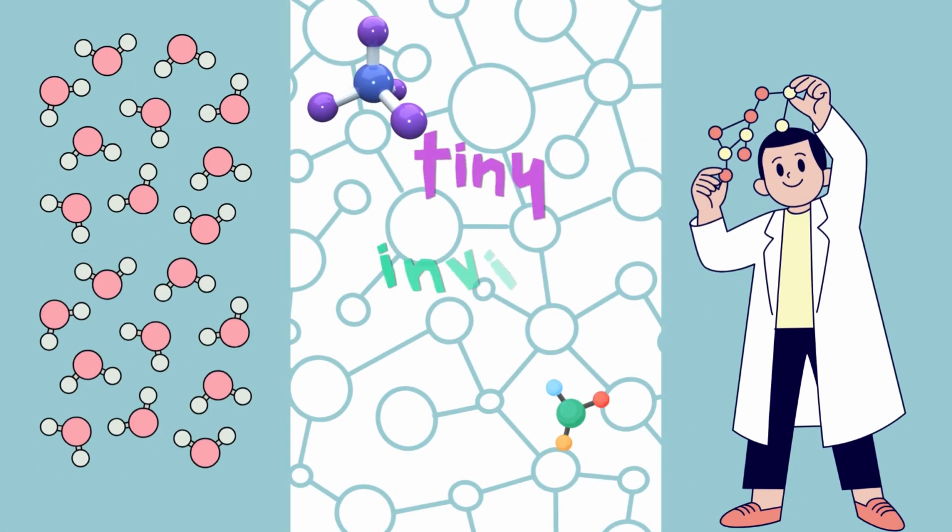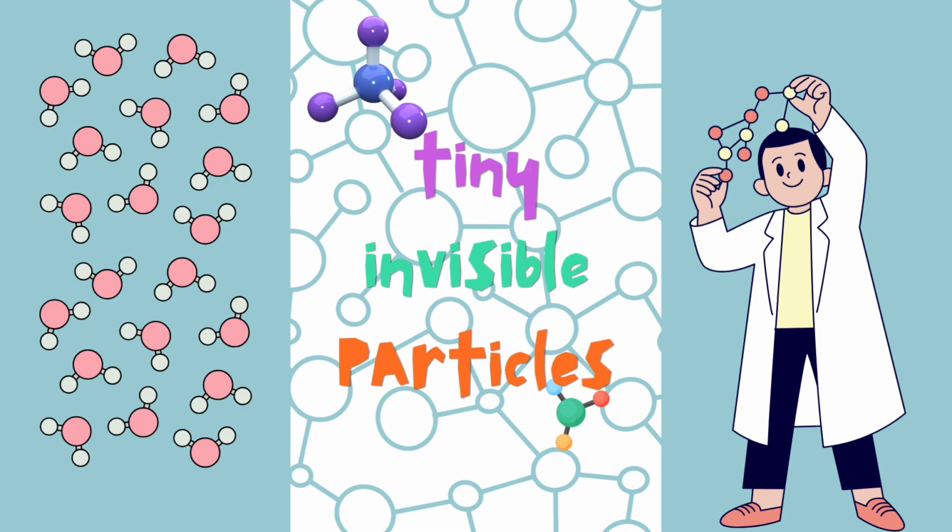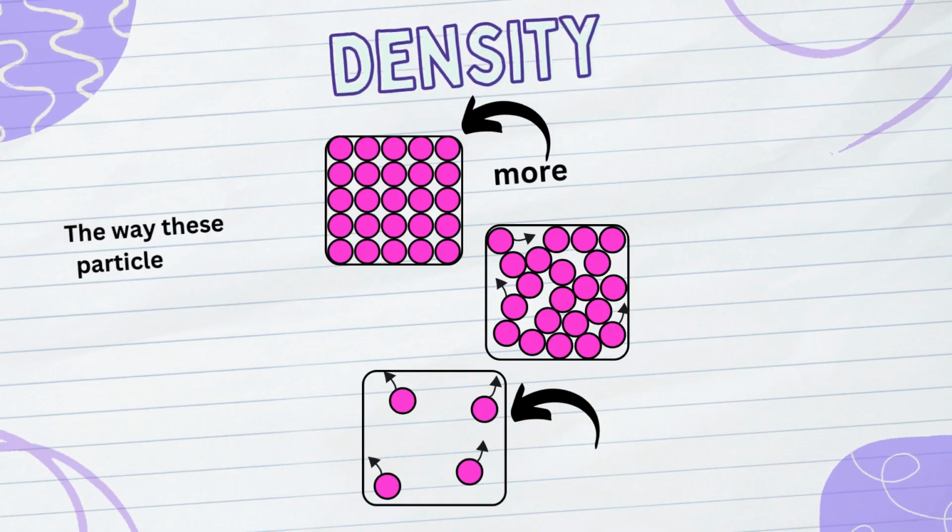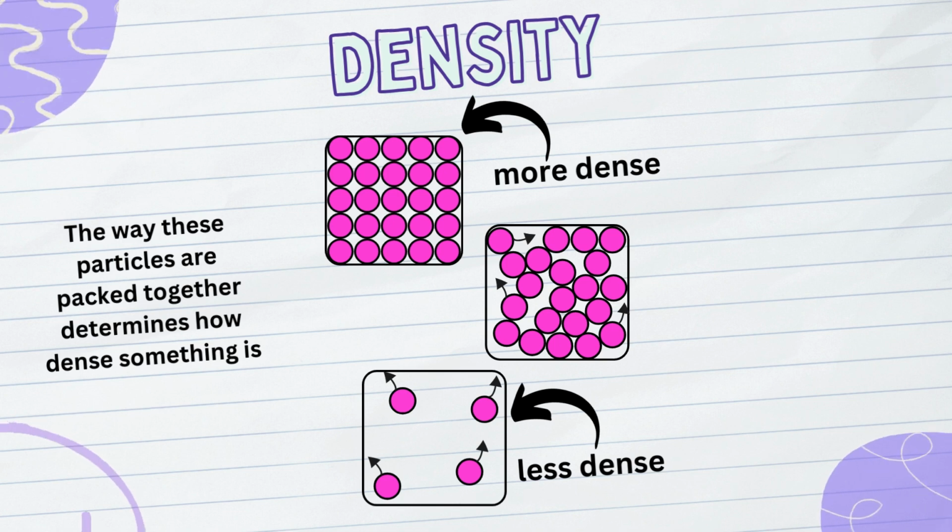Everything around us is made of tiny, invisible particles, like marbles. The way these particles are packed together determines how dense something is.